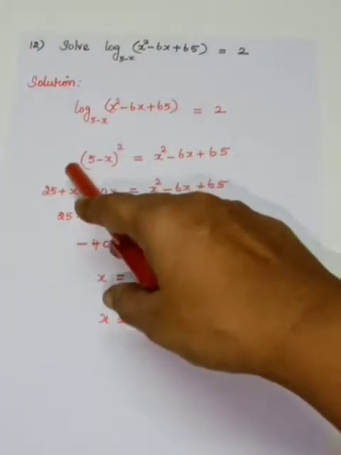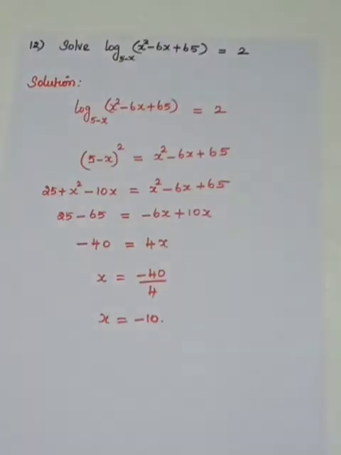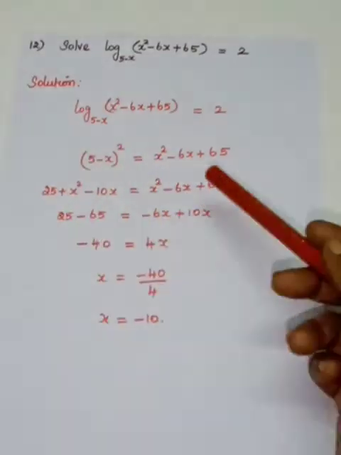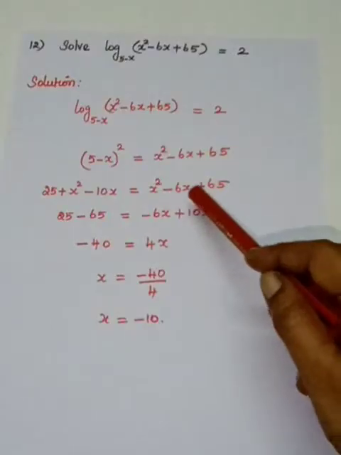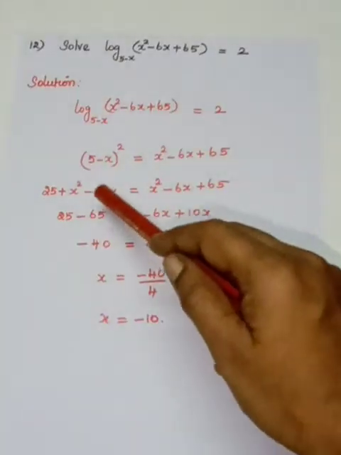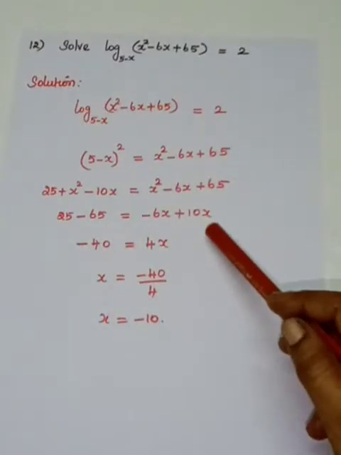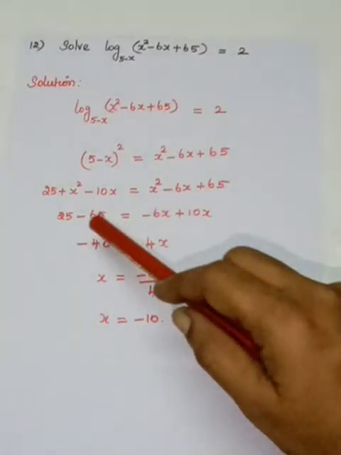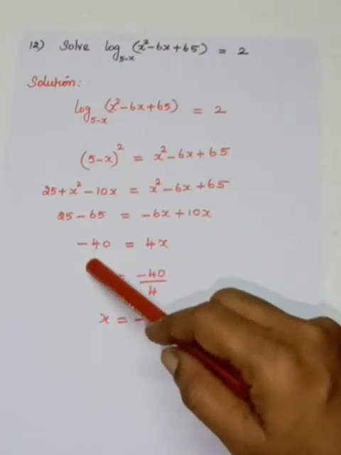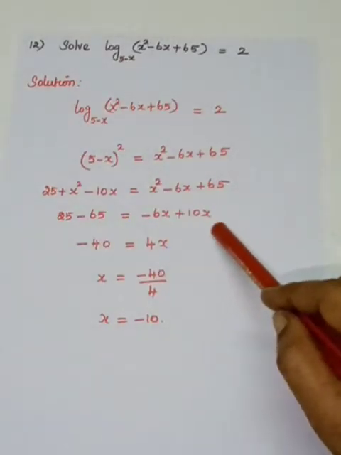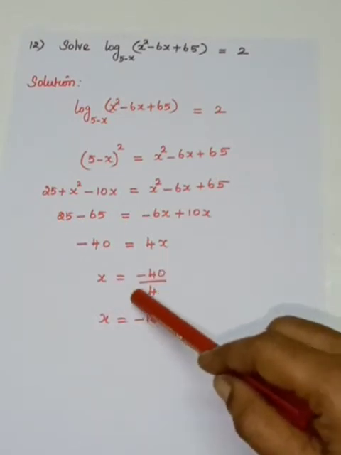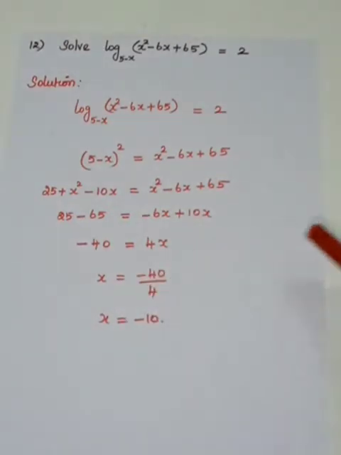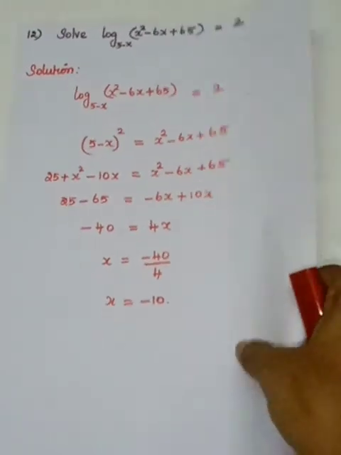Okay, so the x squared on the left side and the x squared on the right side get cancelled. Here you have 25, bring this 65 to the left side as minus 65, and here you have minus 6x, bring this minus 10x to the right side as plus 10x. So 25 minus 65 is minus 40. Minus 6x plus 10x is 4x. Therefore x is equal to minus 40 by 4, that is equal to minus 10.